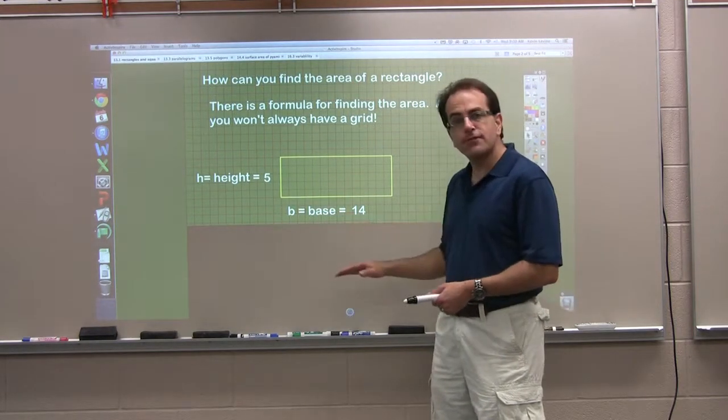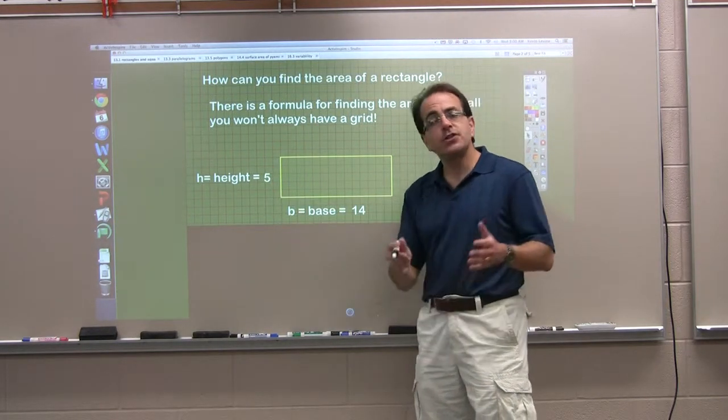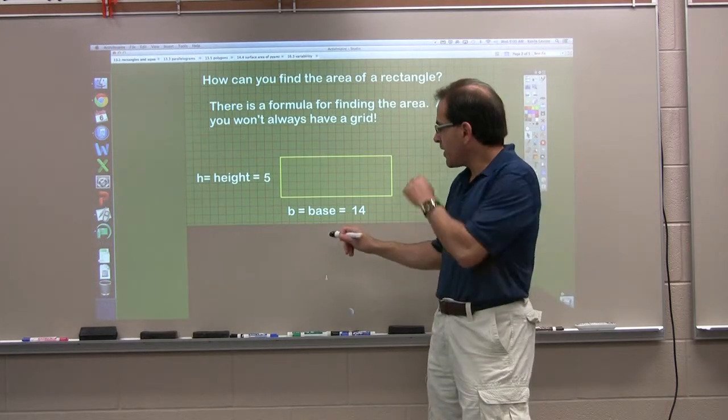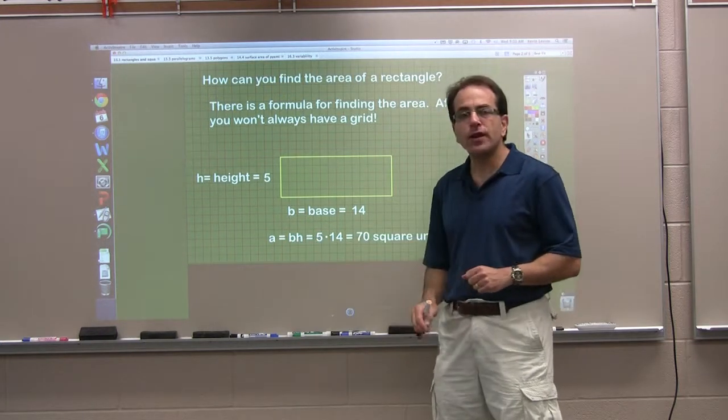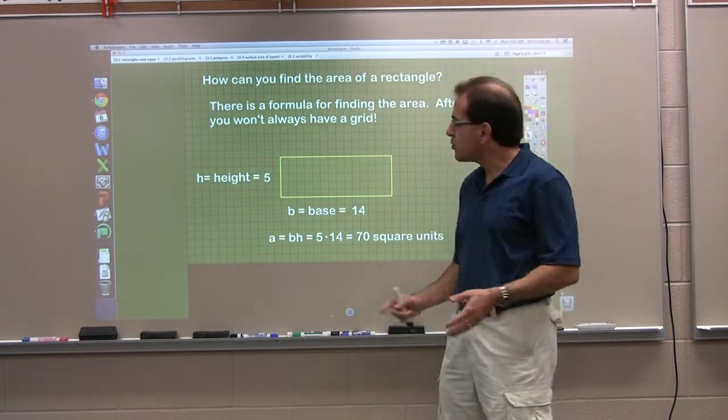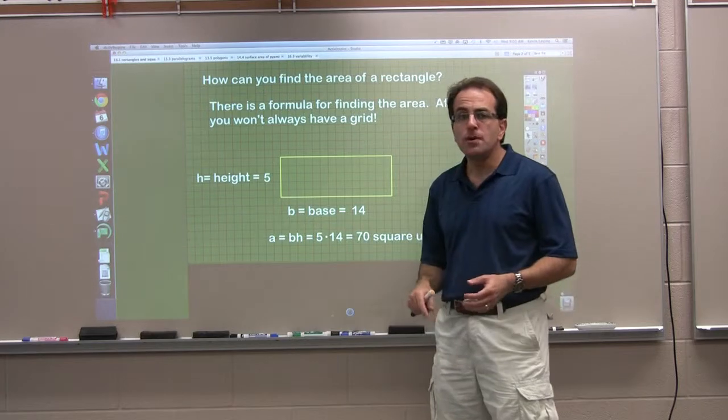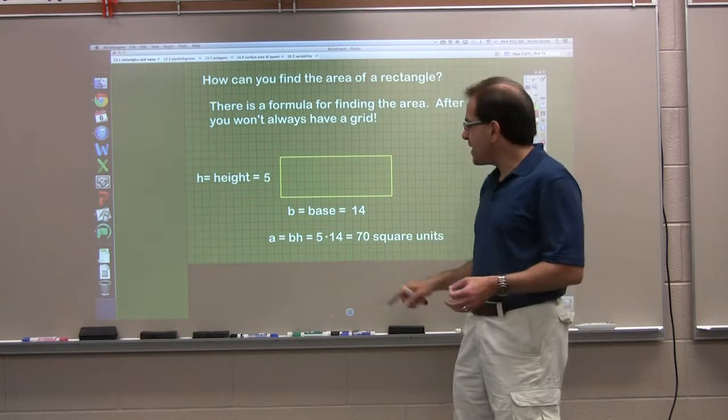So once I know that the base is 14, I know that the height is 5, there's a very basic formula for the area of rectangles. And that is area of a rectangle equals base times height. So we simply multiply the two measurements together and we get 70.